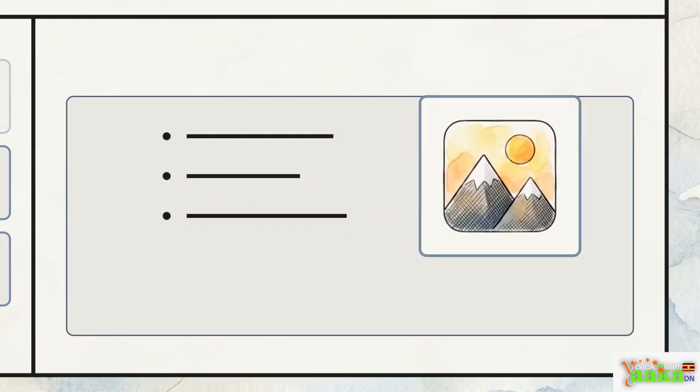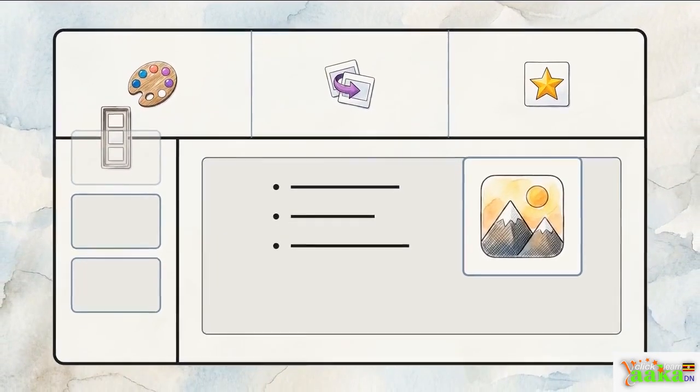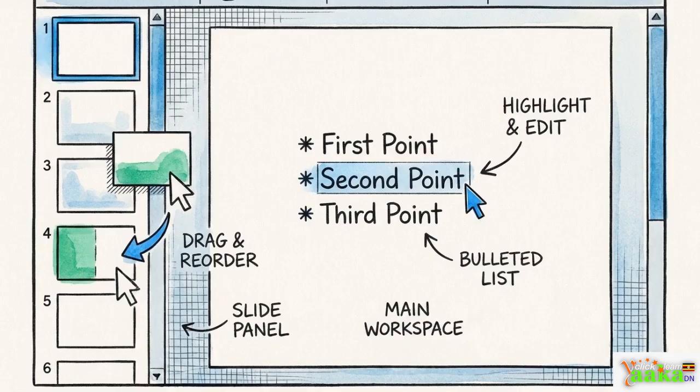This large area is your active workspace, where you type text and insert pictures for the currently selected page. Finally, across the top sits the ribbon. This toolbar is where you access your options for formatting text, inserting images, and adding interactive effects. Mastering this layout allows you to manage the big picture on the left while perfecting the individual details right in the center.